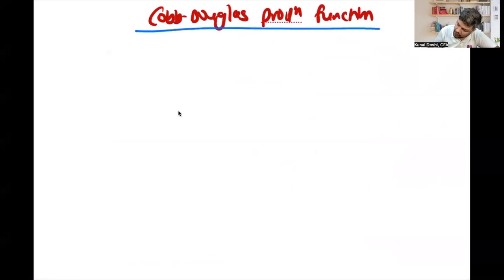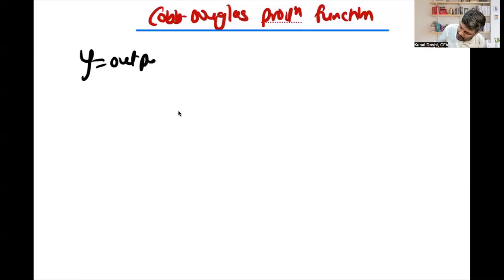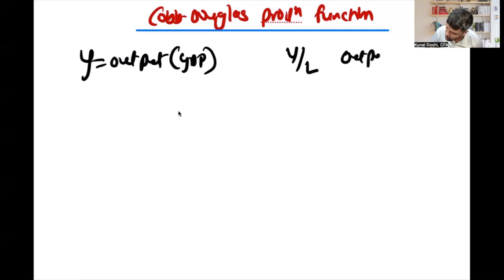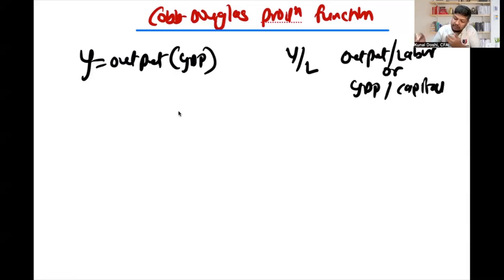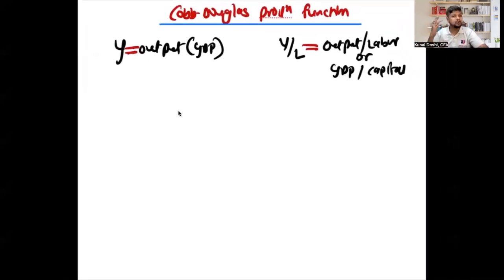Now, before I start the production function, when I say Y equals output, or simply said GDP, you can say it's simply the GDP. But when I say Y over L, that is output per labor, or GDP per capita. So I can say output per labor, or you can say GDP per capita. Same, GDP per capita is output per labor. So when I say Y, it's total output. Y divided by L is output per labor. Understood, everyone? These two terms.